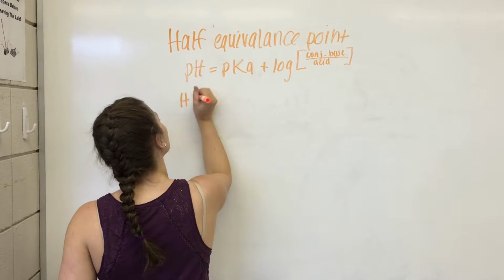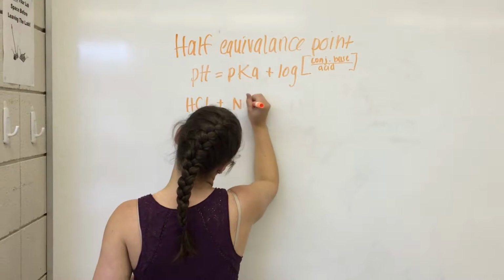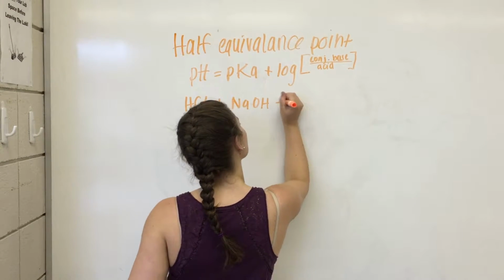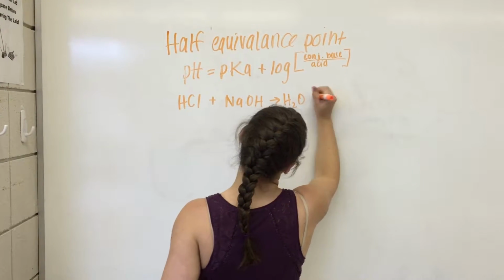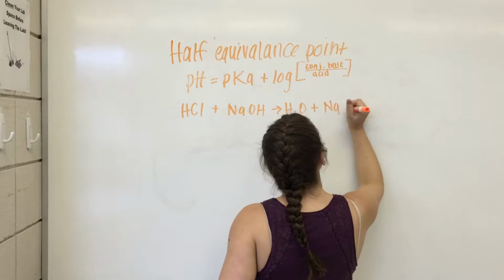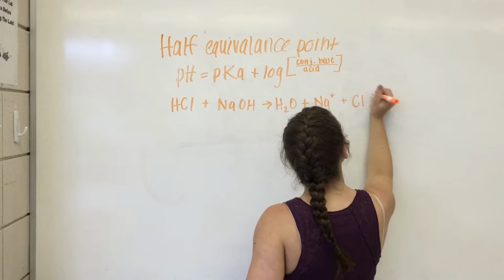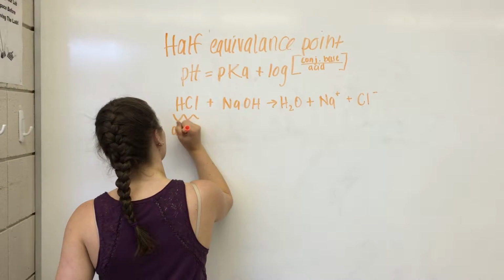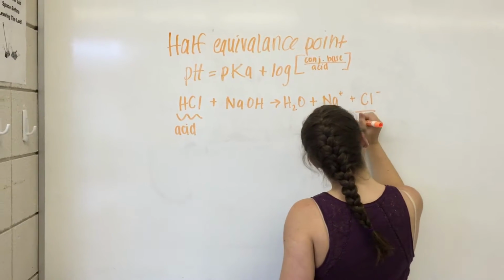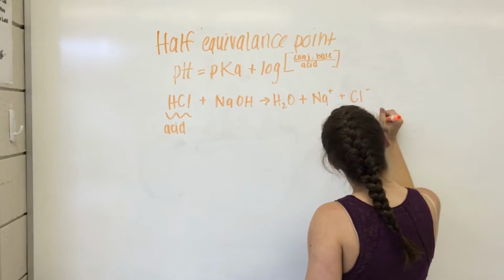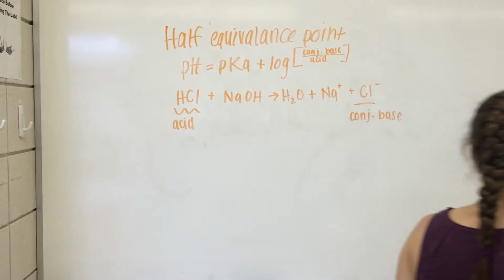At this point in the titration, exactly half of the HCl present at the start has bonded with the added NaOH. This leaves the concentrations of Cl- and HCl around the same, so the term log conjugate base over acid reduces to 0. At this point, the solution is a buffer.